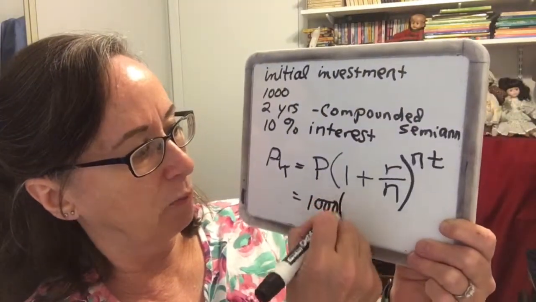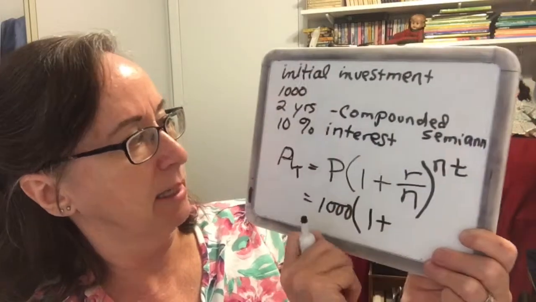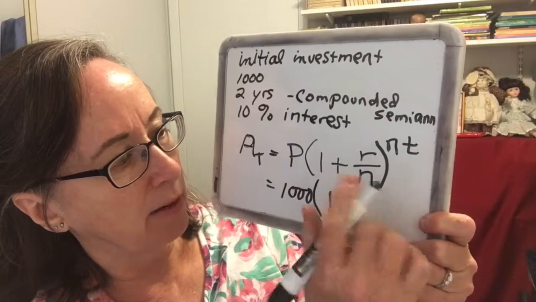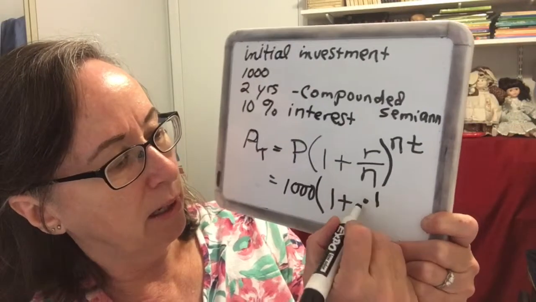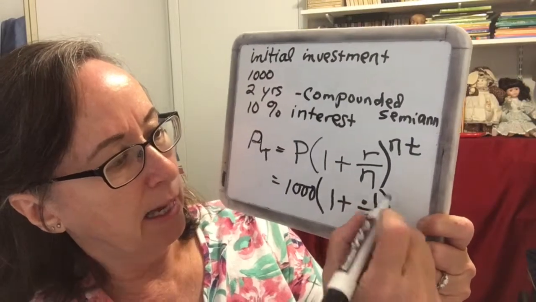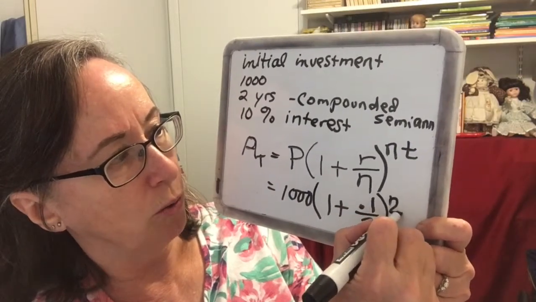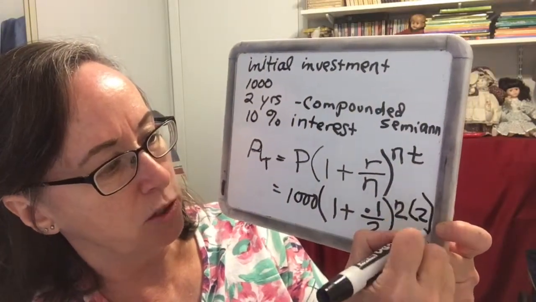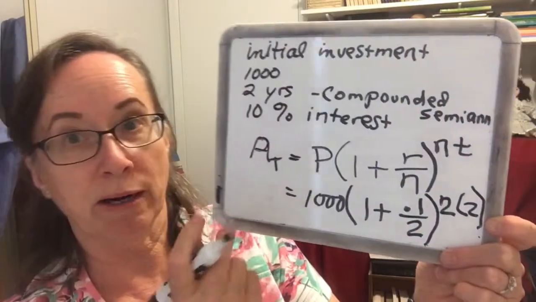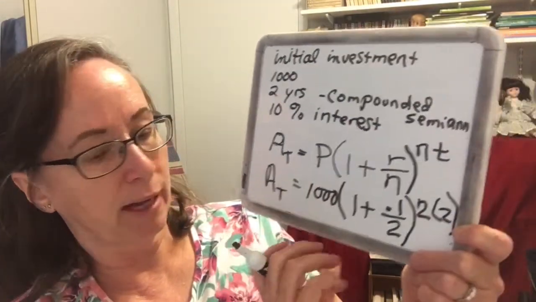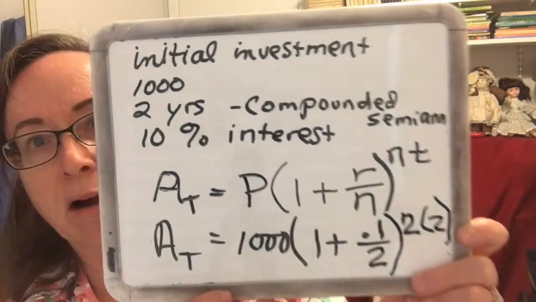So we're going to end up with 1 plus 0.1, when we move it to a decimal instead of a percent, 0.1 over N, which is 2 because it's semi-annually, and raised to the 2, and then the T is 2 years, so we'll put times 2 there, and then we're trying to find this amount that's going to come out. Okay, so this should be our formula.